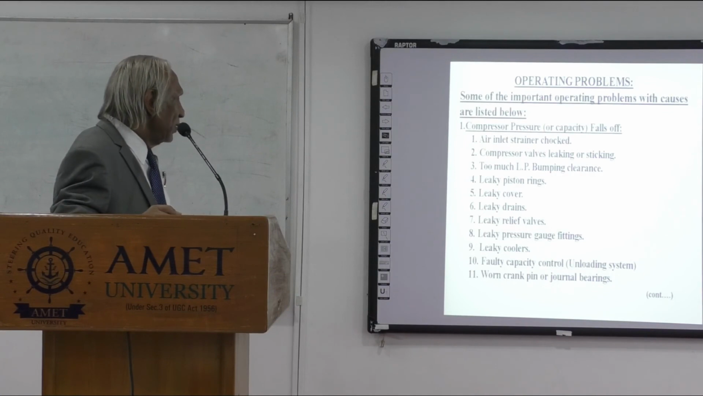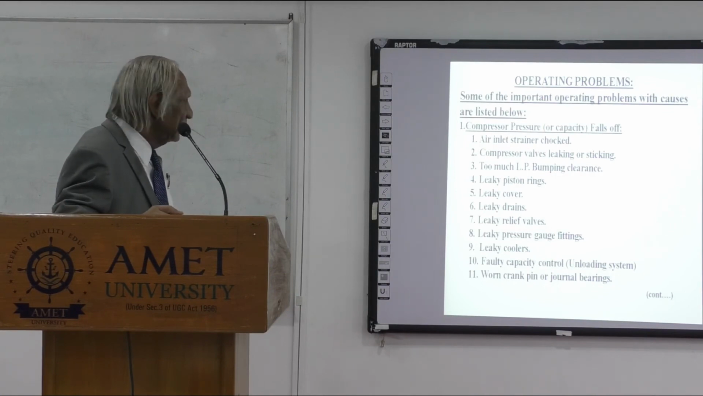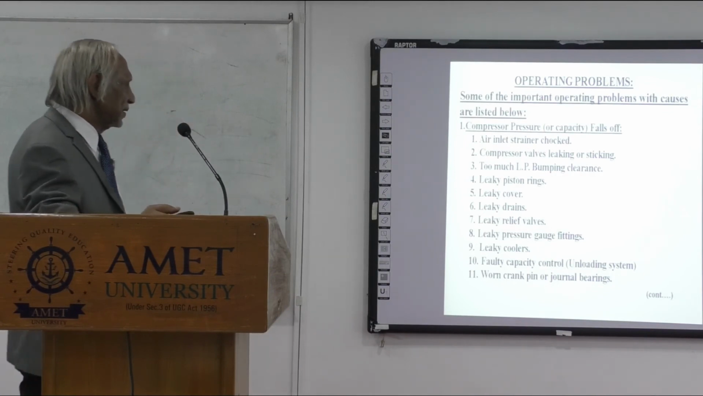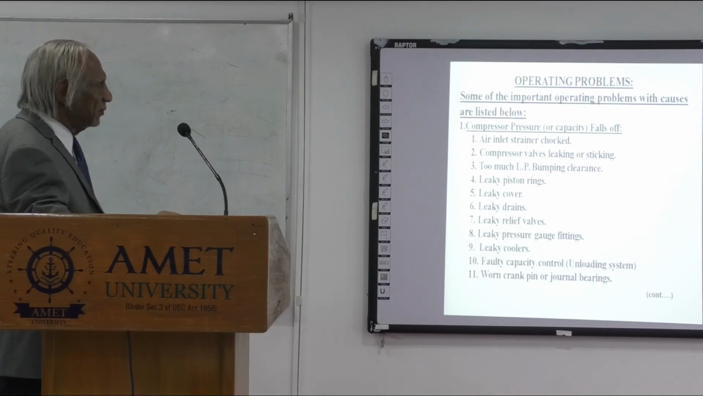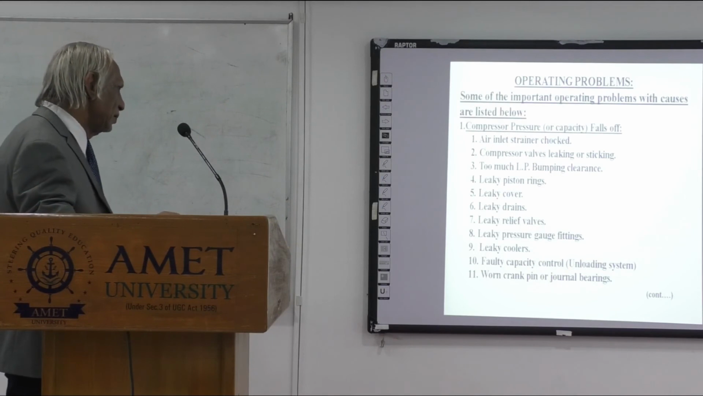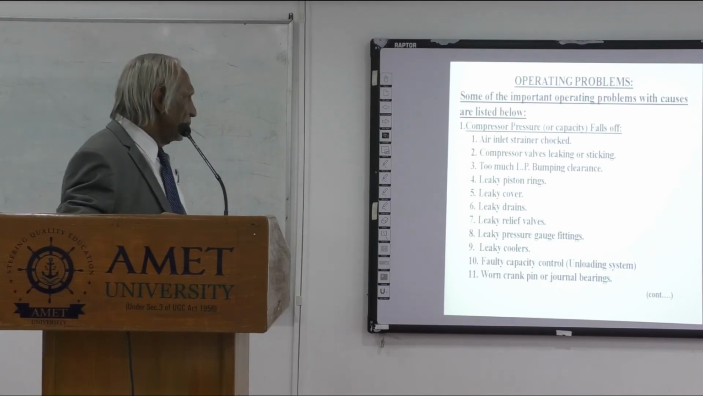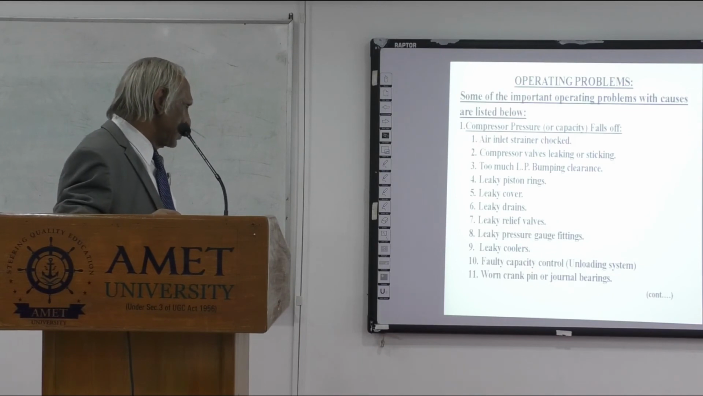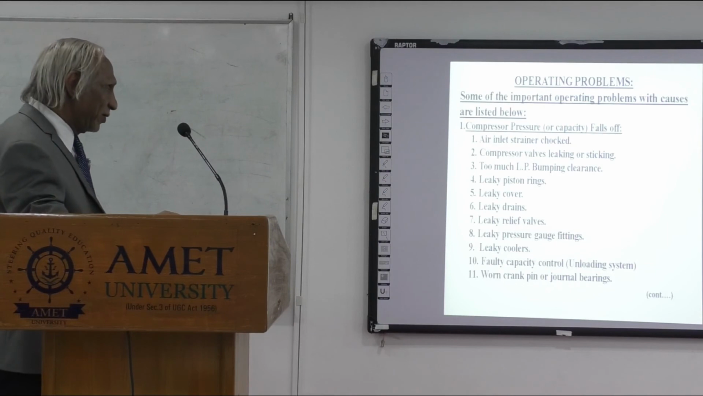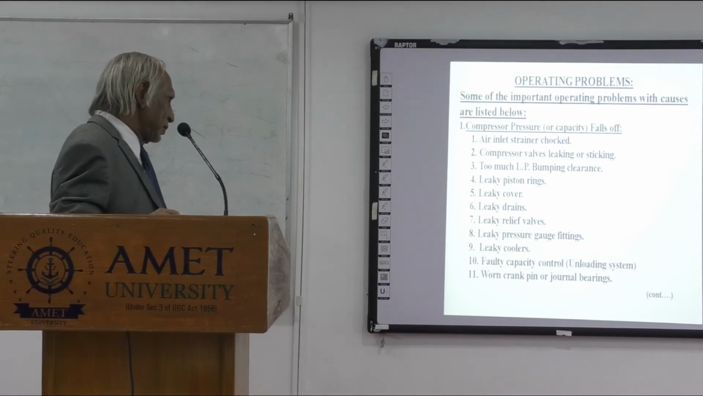Some operating problems: if the compressor is not functioning properly, these are some symptoms. Either the inlet side is choked, or the compressor valves are leaking, or there is too much LP bumping clearance, or the piston rings are leaking, or the cover gasket is leaking, the drain valve is not shut off, or the unloader is not shut properly. Those are some of the symptoms which can affect the performance of the compressor.